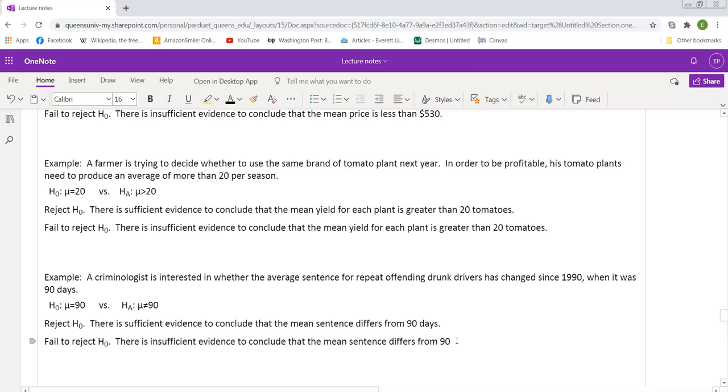So for now, I just want you to get practice at setting up the hypotheses and stating the possible conclusions. That's it for this lesson.